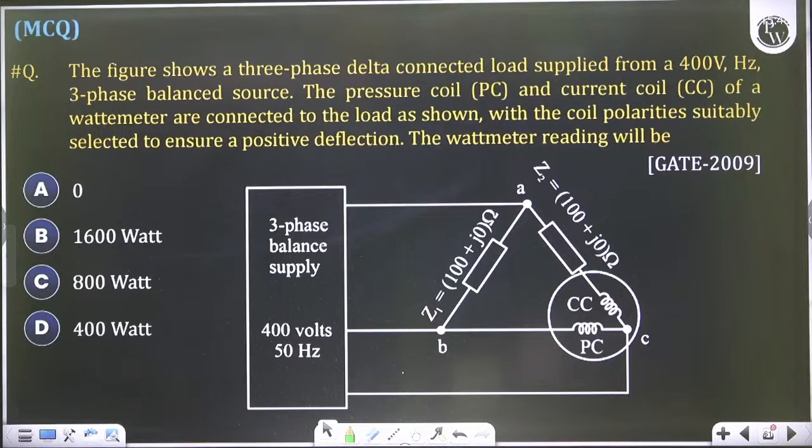So we require the voltage across the potential coil, and we require the current passing through the current coil. So we require VPC, and VPC comes from VBC. So how to get VBC? He has given 400 volts.